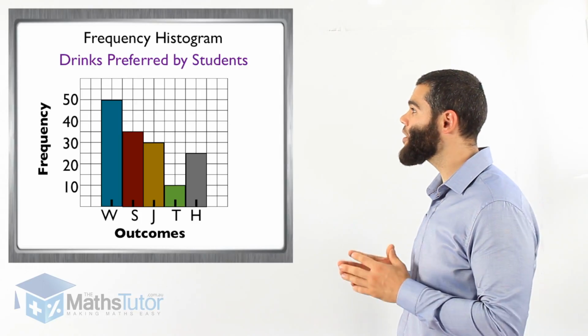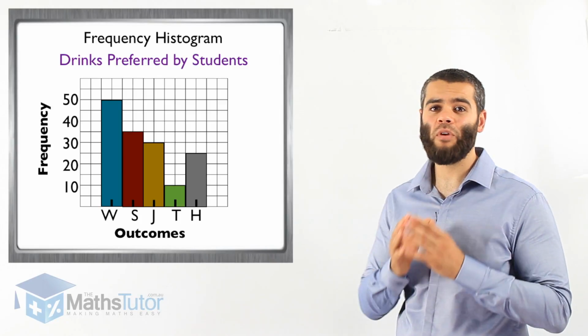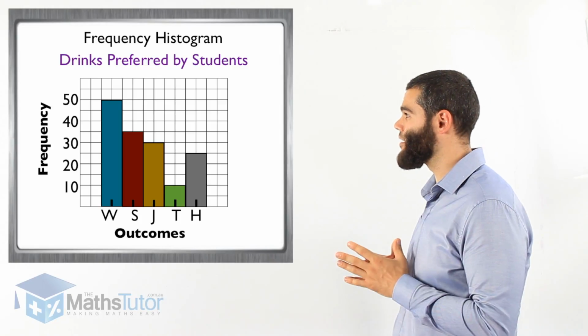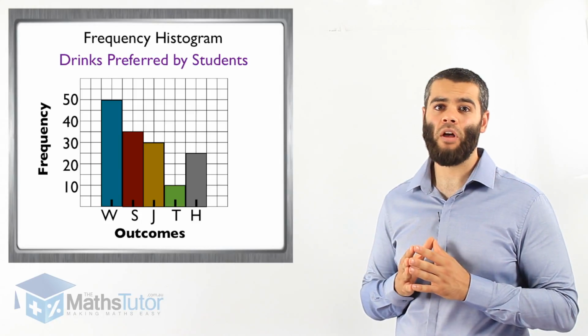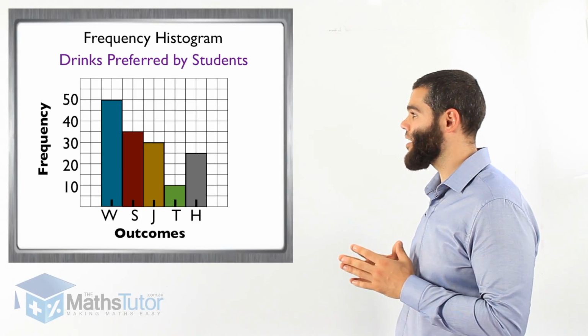So we can tell from the graph very easily, when we display it in a graph, we can straight away tell water is in high demand. Tea, there are not many people that want tea. And we can see that there.